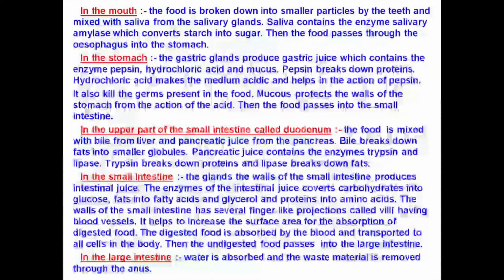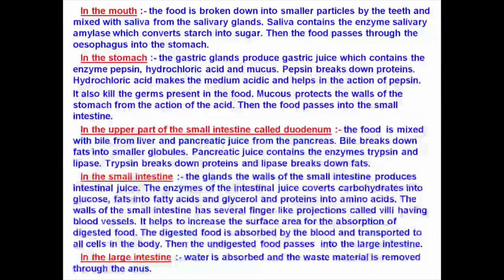Then the food passes into the small intestine. In the upper part of the small intestine, called the duodenum, the food is mixed with bile from the liver and pancreatic juices from the pancreas. Bile breaks down fats into smaller globules. Pancreatic juice contains the enzymes trypsin and lipase. Trypsin breaks down proteins and lipase breaks down fats, that is, they digest proteins and fats.